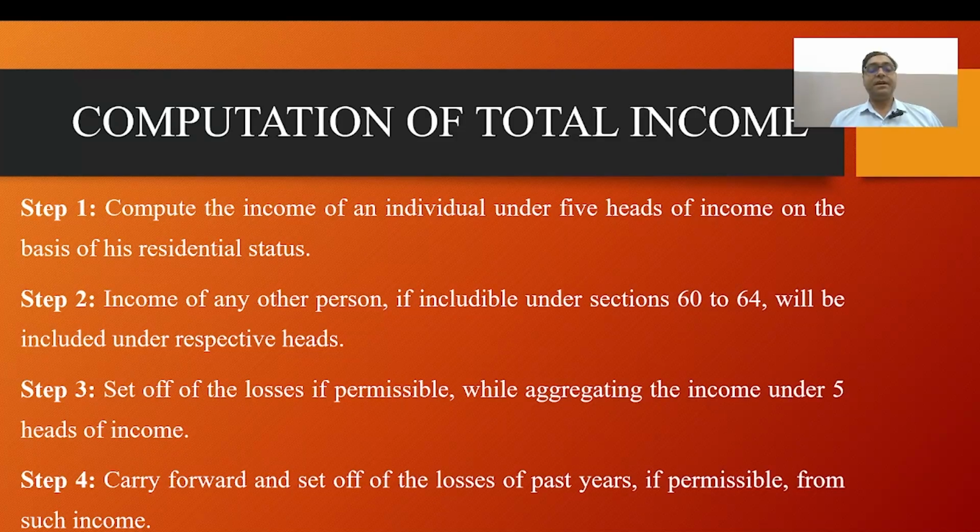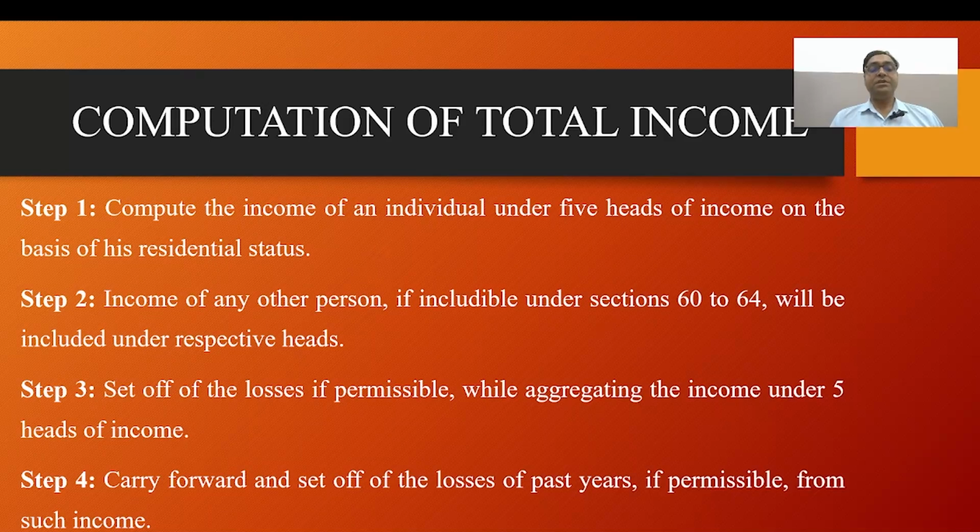Step 3 is set off of losses, if permissible, while aggregating the income under the 5 heads of income, and set off and carry forward regarding capital gain. Short term losses can be set off against both short term and long term gains, but long term losses can be set off only against long term gains. It is also regarding salary and house property. If you have 3 or 4 houses and have a loss from any of them, you can set it off against the income from house property.